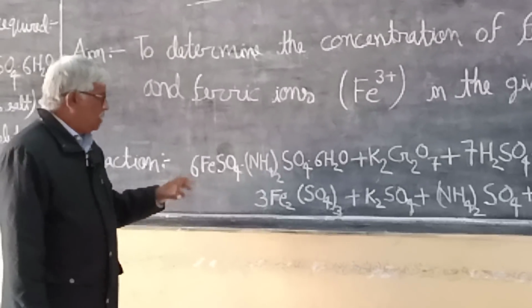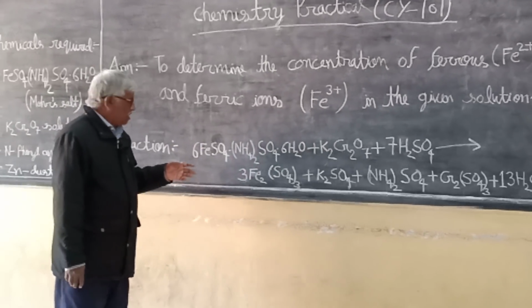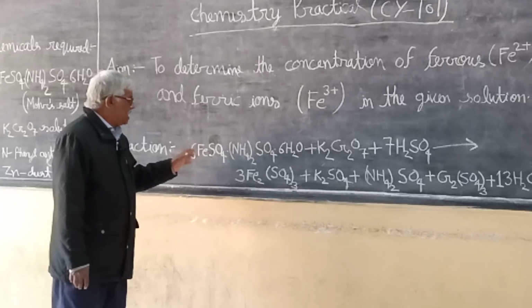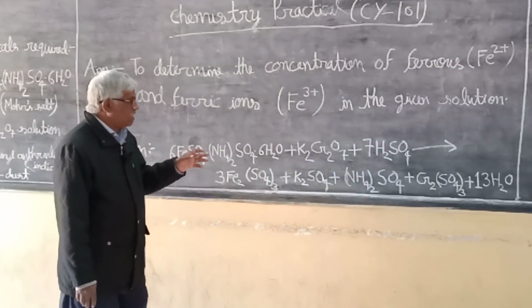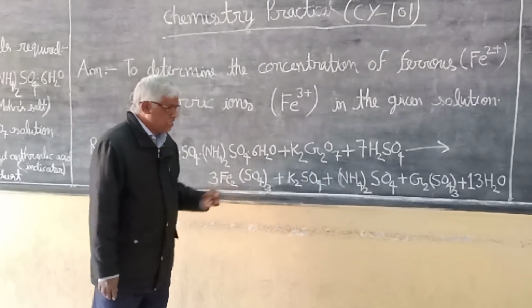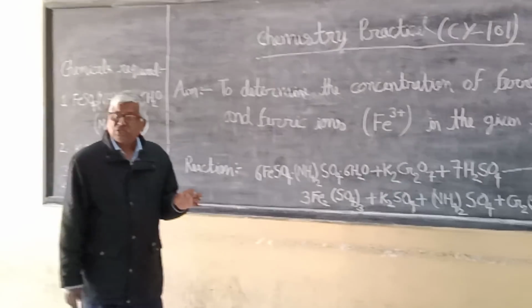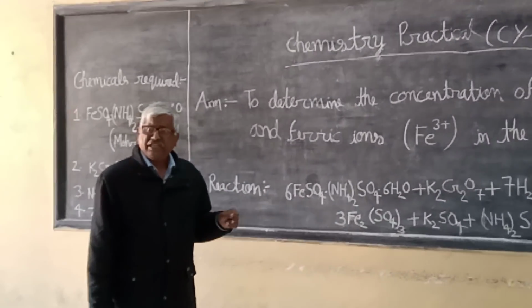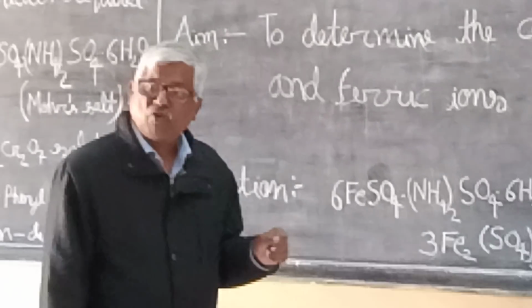So in titration, the ferrous ion reacts with potassium dichromate, giving this type of reaction. In this titration you need one indicator, so that you can see the end point.